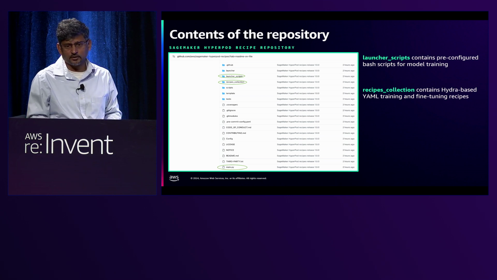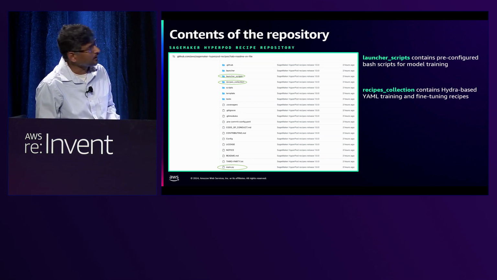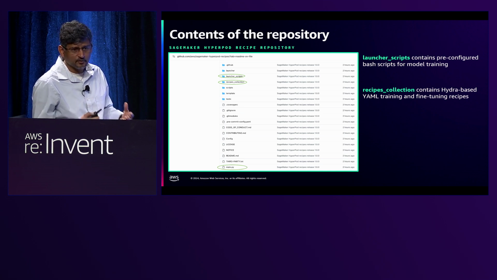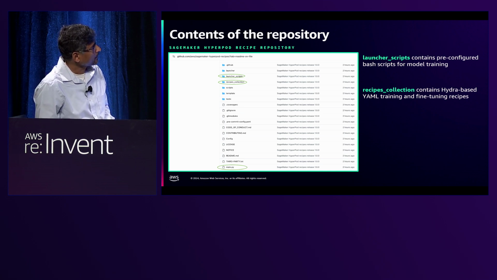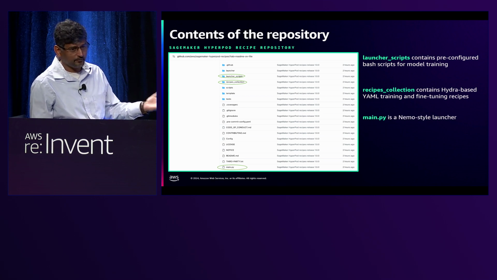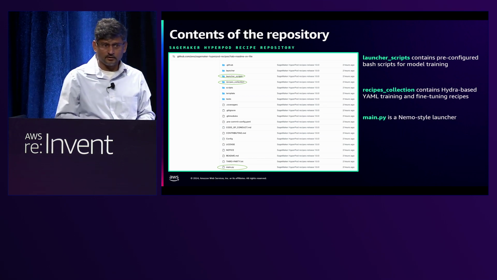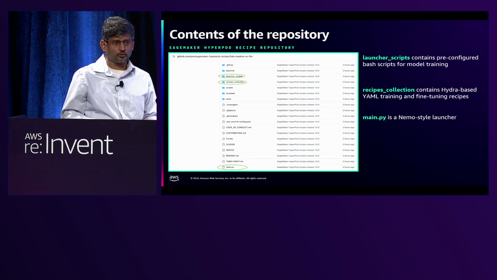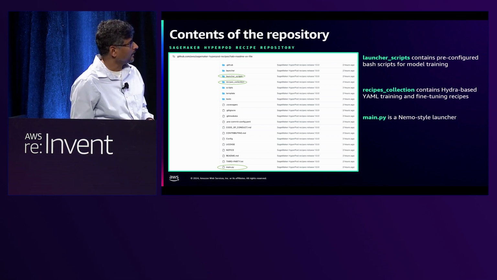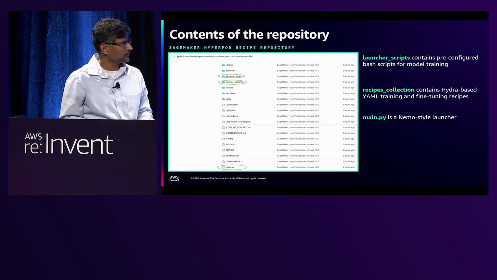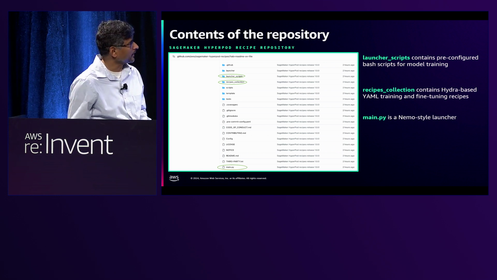Then you have the recipes collection folder that contains all the recipes for fine-tuning and pre-training. It's written using the Hydra-based format with YAML, so once again, very familiar interfaces. And then there's a main.py file. For those of you who are familiar with the Nemo launcher, I'm sure you're going to be really comfortable with it when you use it. It's built very similarly to that.